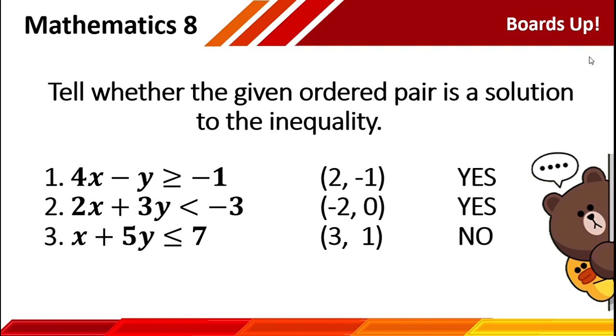Alright, so for number 1, (2, -1) is a solution. For number 2, (-2, 0) is a solution. And for number 3, (3, 1) is not a solution. If you got it correct, congratulations.